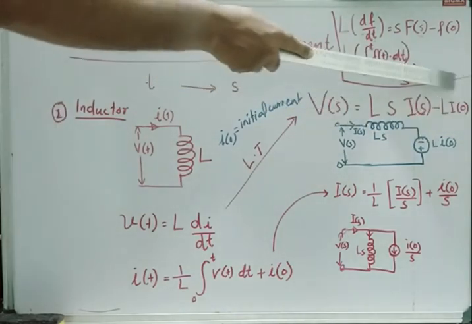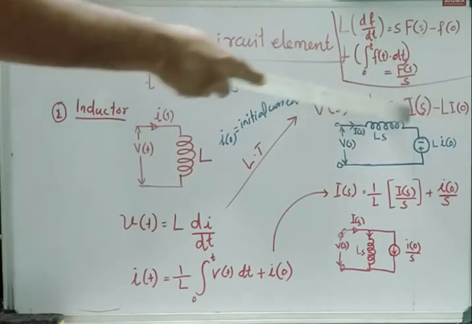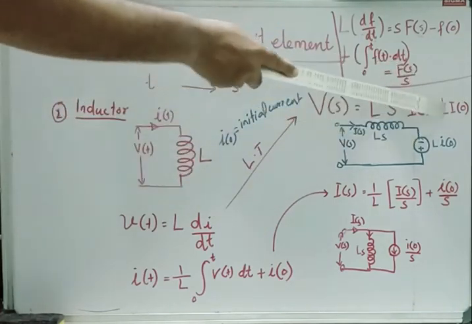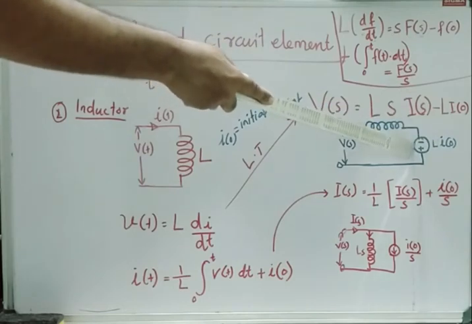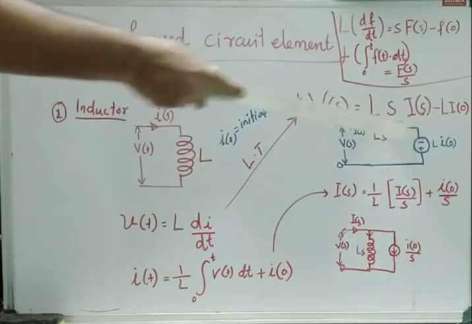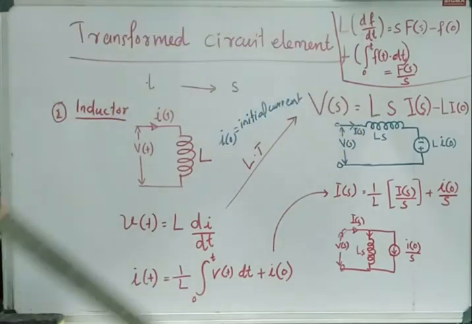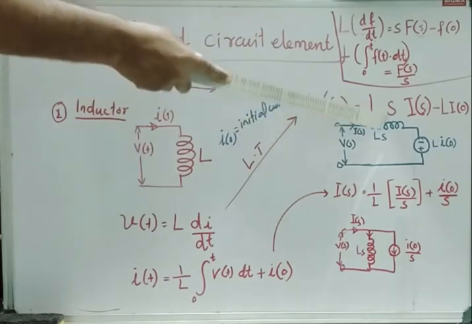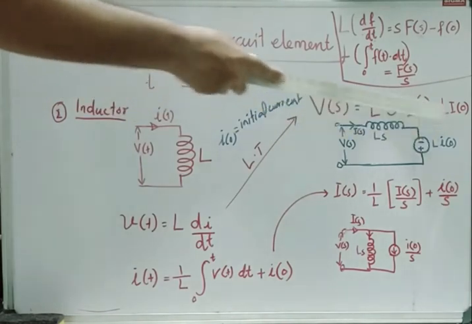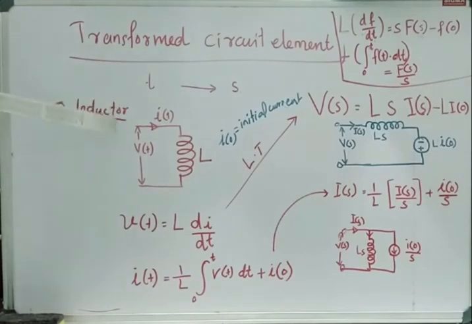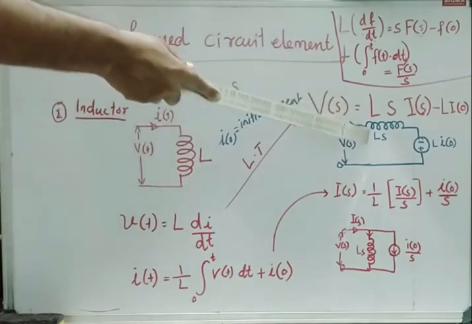So, as this voltage needs to be subtracted from this voltage, we need to represent L into I of 0 by a voltage source having opposite polarity, so that when we apply KVL over here, we can obtain the same equation. That is, V of s is equal to Ls I of s minus L into I0. So when we convert this network or circuit into the S domain, the corresponding equivalent circuit is this one.